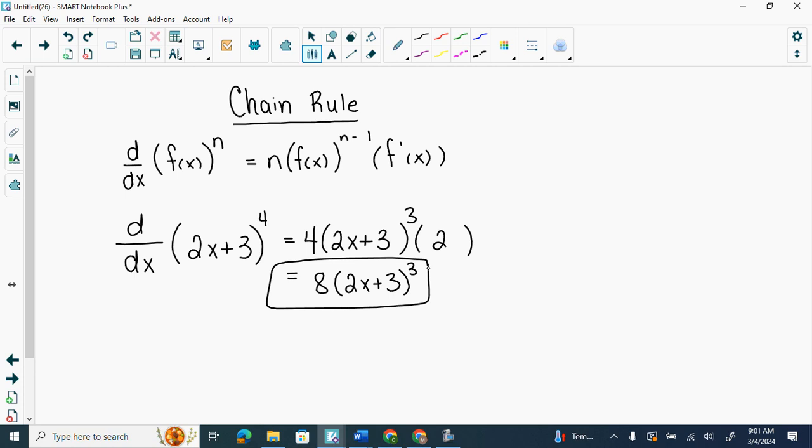Chain rule isn't often done just by itself. Chain rule is often needed to do a product or a quotient rule because you'll have, say, this 2x plus 3 to the 4 multiplied by tan x or something like that, right? So in order to get the actual derivative of f, you actually have to do the chain rule. The chain rule is not usually standalone.